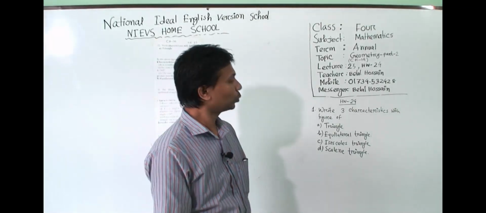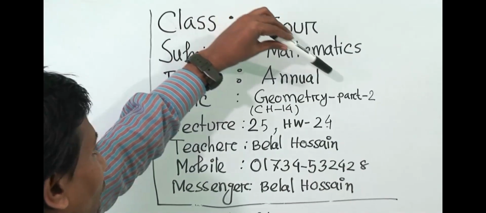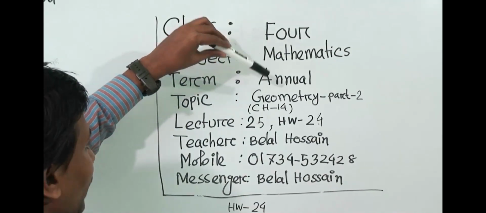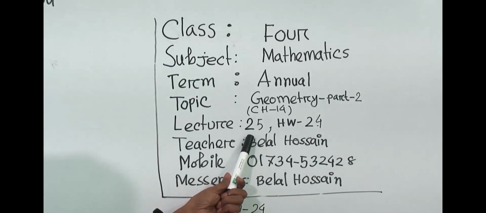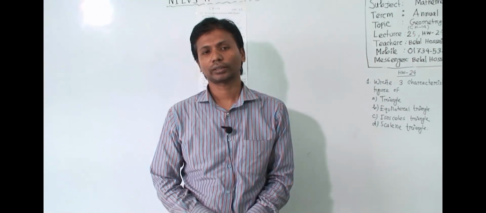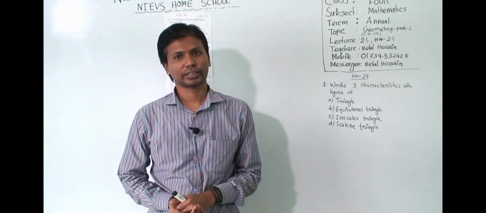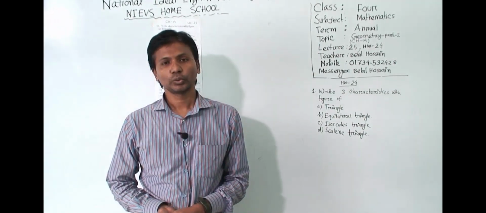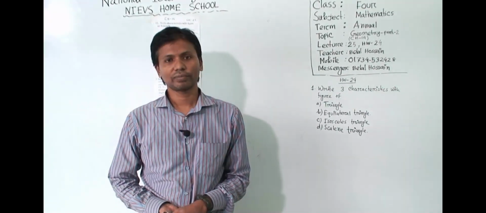Dear student, today our topic is Geometry Part 2, Chapter 14, lecture number 25, HW number 24. Dear student, these characteristics are not included in your book, but this type of question will come in the next class, that means in class 5. So today I will discuss this type of question, and this is very important for you.